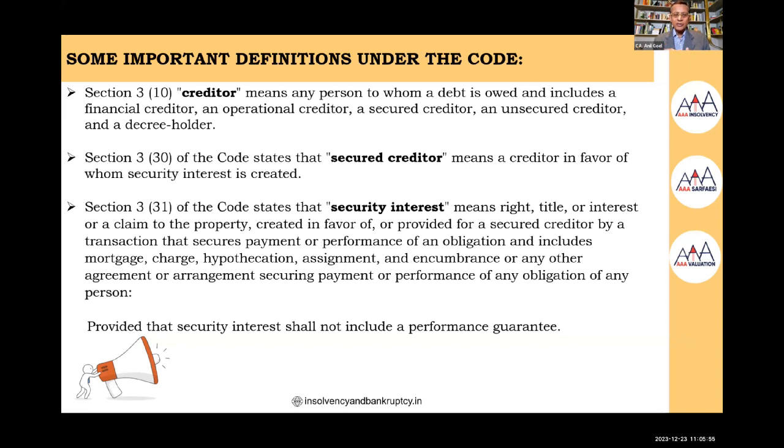Going forward, section 3, subsection 30 gives the definition of secured creditor. That is defined as a creditor in favor of whom a security interest is created. Then we go to section 3(31), where the definition of security interest is given. I think we are not dealing with that subject today. Once we are clear that the security interest is created, then today's discussion is applicable. We are not discussing the security interest. This is very clear, that the security interest has to be there; only then will one become a secured creditor.